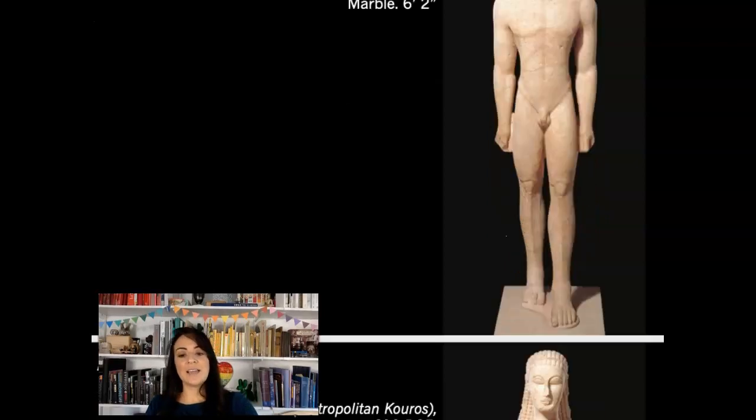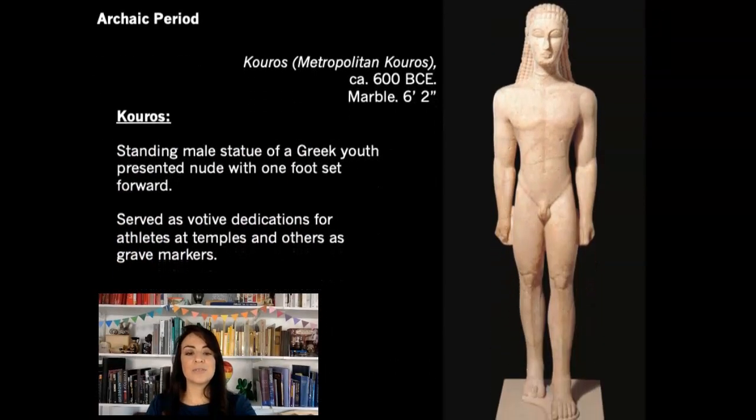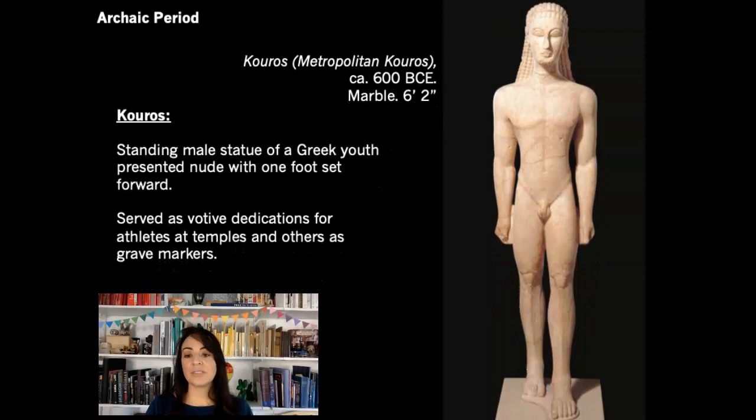Now, he is a Kouros, which is your next vocabulary term. A kouros, a standing male statue of a Greek youth presented nude with one foot set forward. These kouros served as votive dedications for athletes at temples and others as grave markers. The kouros is the male counterpart to the kori. The kori is a statue of a young woman, and she's clothed and presented as an offering. The Kouros is the male version of that. The difference is being that he's nude.